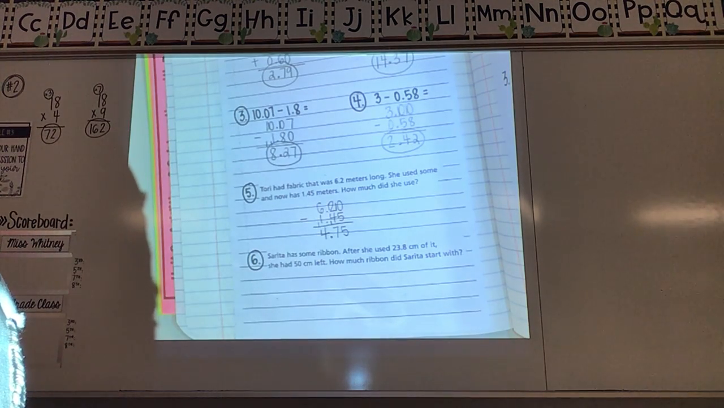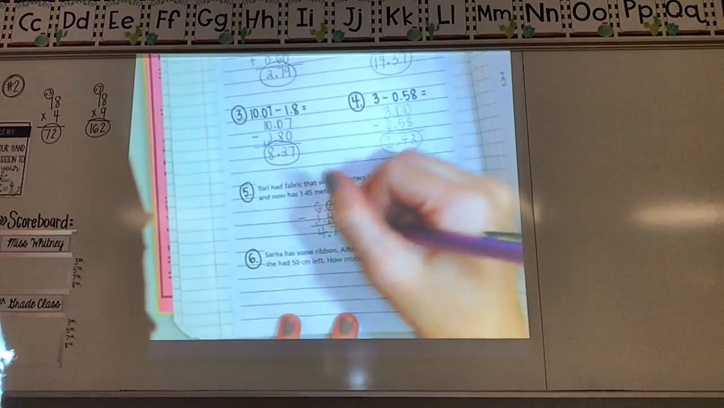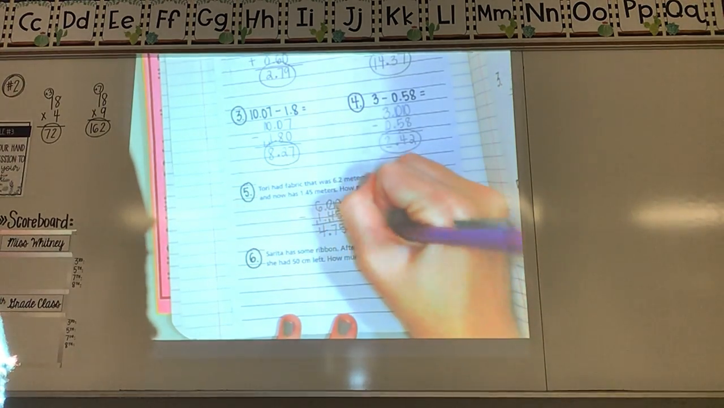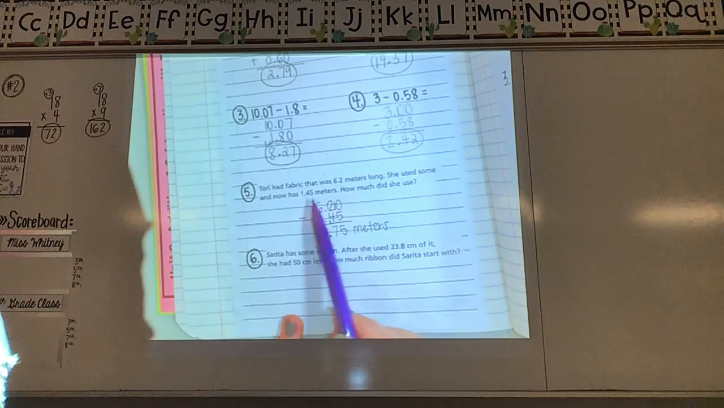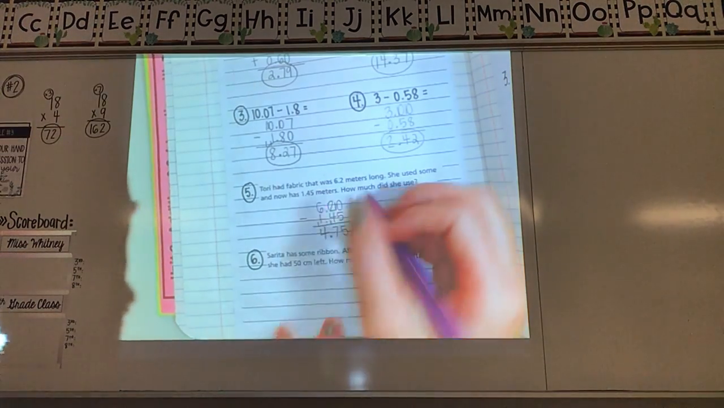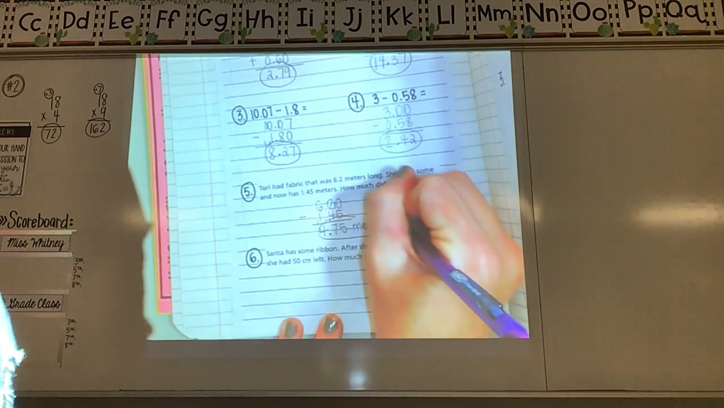I am missing a label though. This is a word problem. Think, what would my label be? 4.75 meters. Notice up here in my problem, behind each one of my decimal numbers, it said the word meters. That is probably my label if that happens. So 4.75 meters.